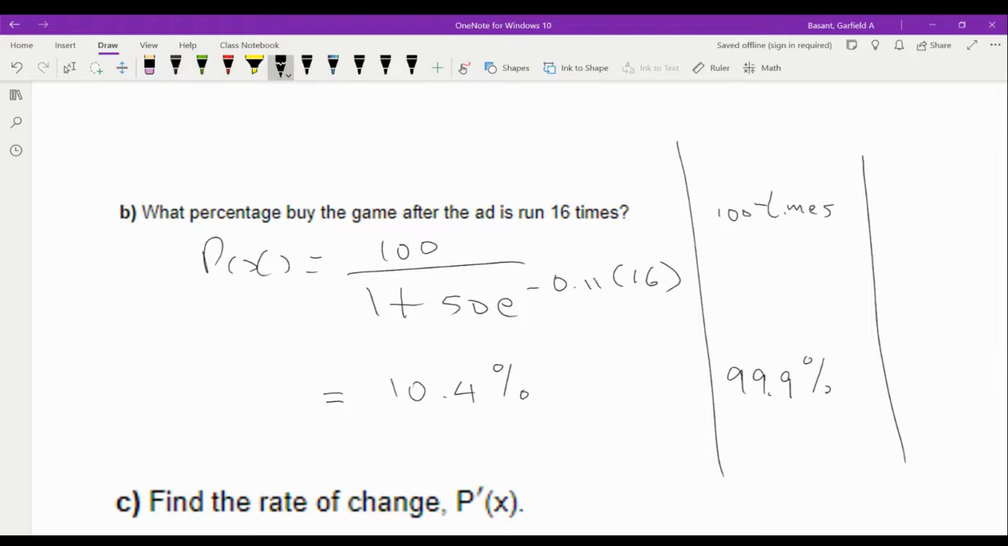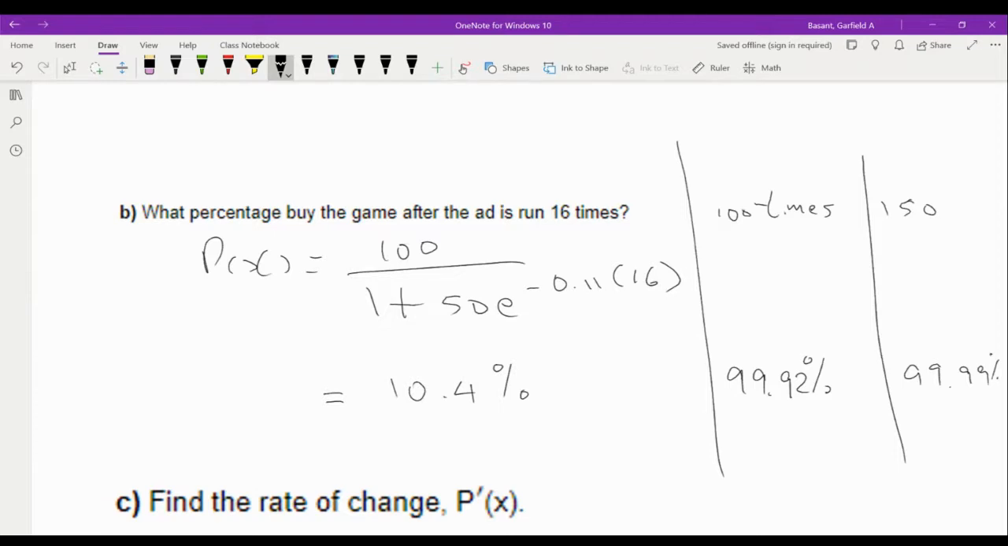So if they run that 100 times, they will probably get most of the population to buy this program, right? How about if they run it 150 times? 99.99%. This was 99.2. So it went up 0.07 percent by running the ad 50 more times.